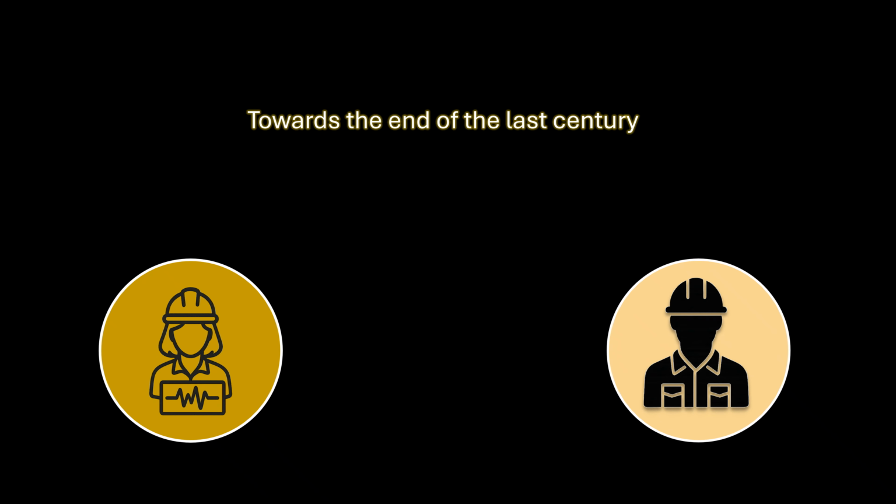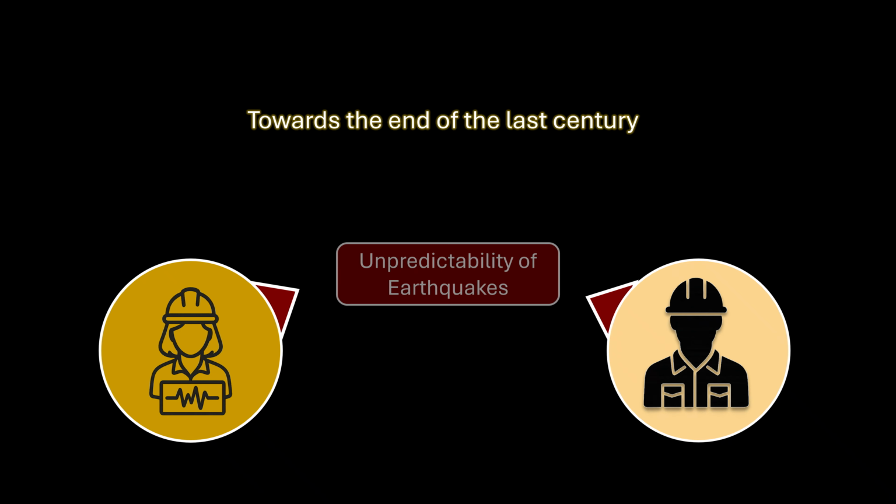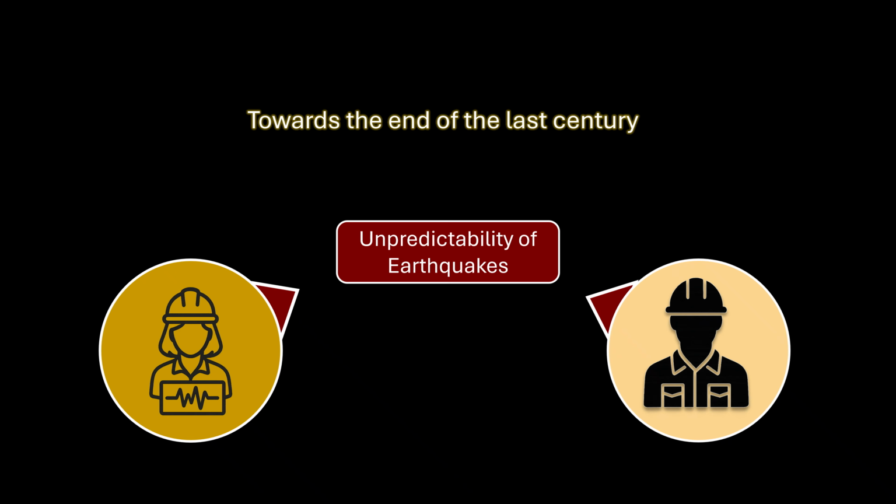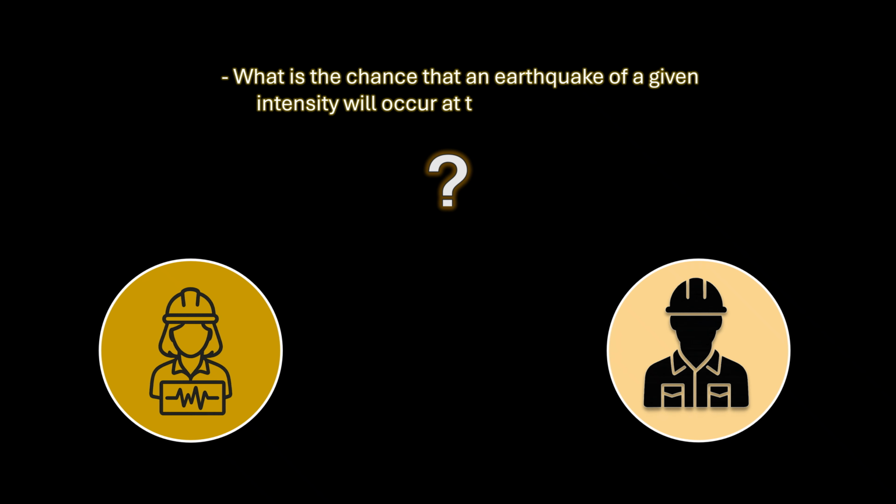Towards the end of the last century, seismologists and engineers began embracing a more nuanced approach that acknowledged the unpredictability of earthquakes. Rather than focus on a single worst-case event, they asked the following question: what is the chance that an earthquake of a given intensity will occur at this location within a building's lifetime?